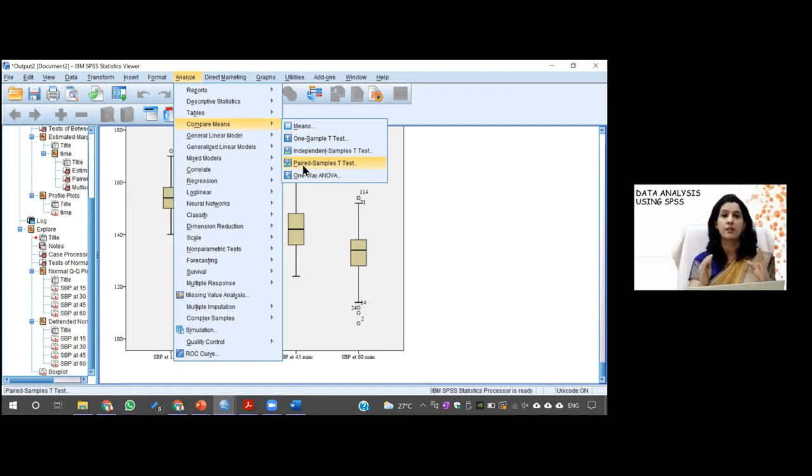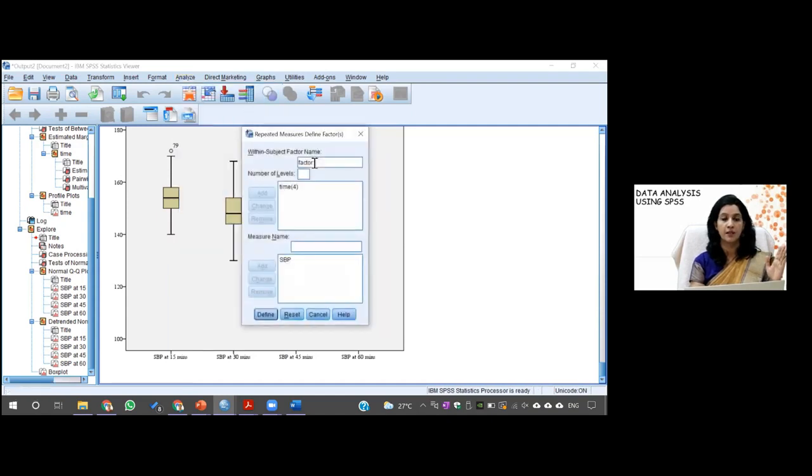But for repeated measure ANOVA, we don't use this option of compare means. It is done through the general linear model. That is just below this compare means option. Go to the repeated measures. Can you see this here? If you click this, something like this, within-subject factor, appears.